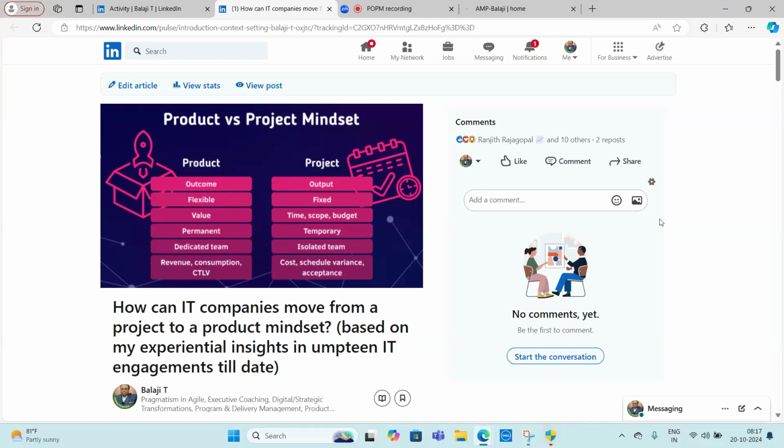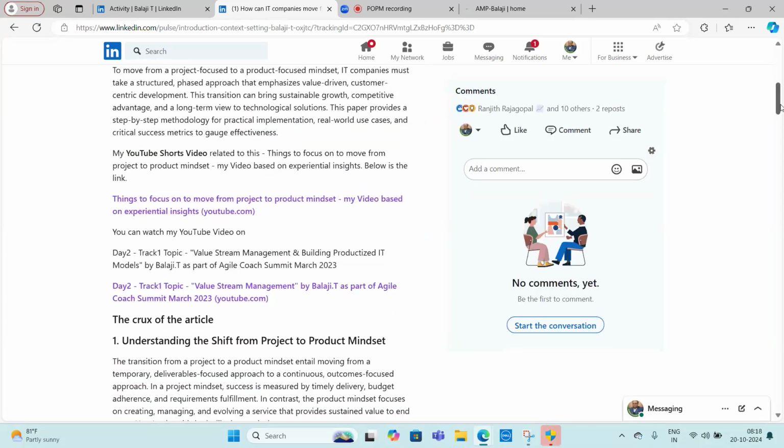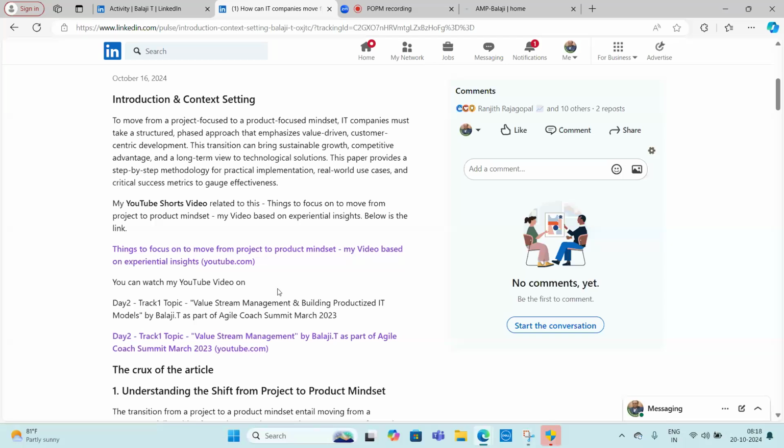In this particular article, I am going to explain how IT companies can typically move from a project to a product mindset, because this is also one of the frequently asked interview questions for product owners and product managers. Whenever you are applying in a reputed company, they want to know whether you really understand the differences between a project mindset and a product mindset. My suggestion here is I'm not going to walk you through this article verbatim, word by word, respecting your years of experience and expertise.